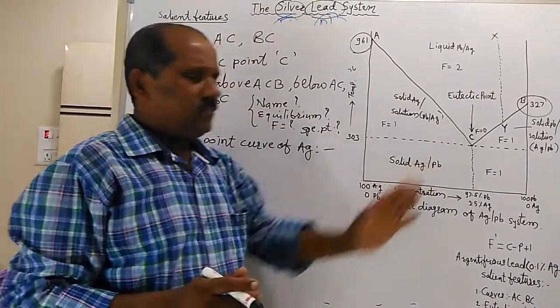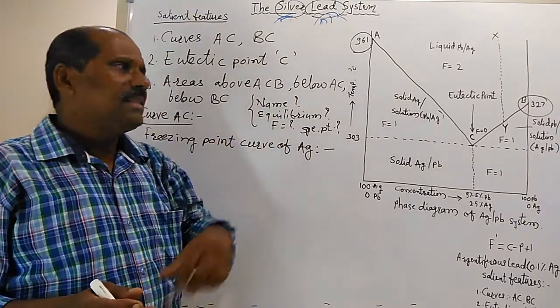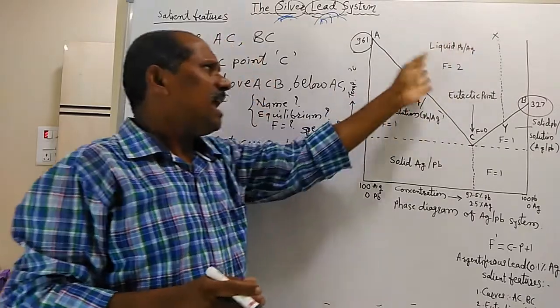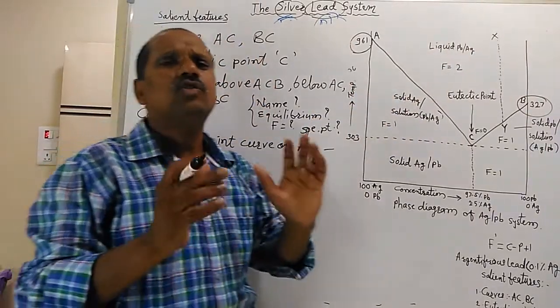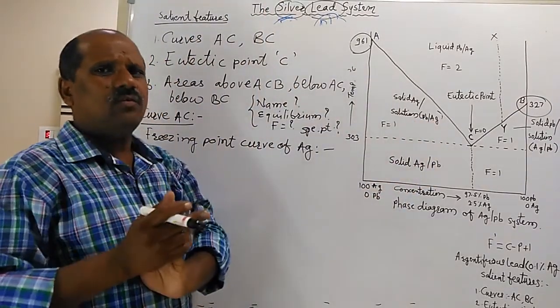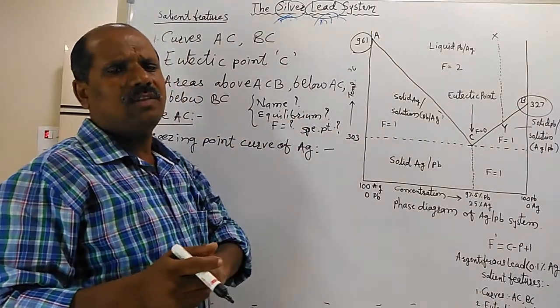Along this curve, there are two phases which are in equilibrium: from this side, a liquid of the molten AgPb, and from this side, the solid Ag. It means along the curve AC, there are two phases in equilibrium, solid Ag and the molten solution of AgPb.